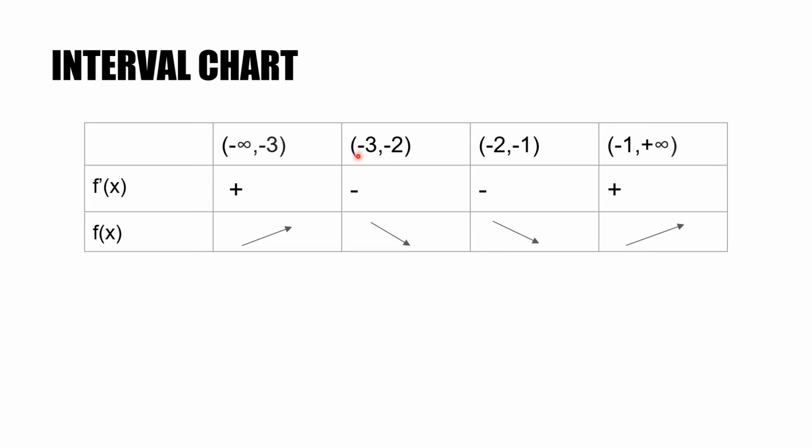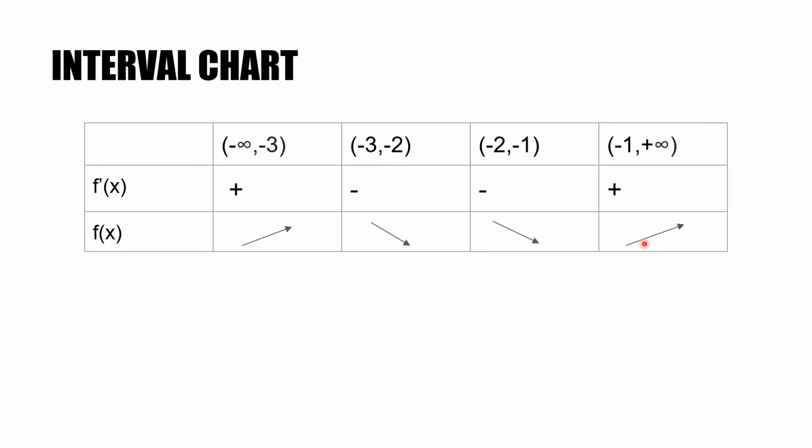In the same way, we take a value between -3 and -2, for example, -2.5. Another one here, between -2 and -1, is -1.5, and for -1 to positive infinity, we can use almost any number above -1, for example, 10. Once we input these values into our derivative, we find that it is positive, negative, negative, and then positive. From there we can determine that our function is increasing, decreasing, decreasing, and then increasing. Can you see where the maximum and minimum points are?